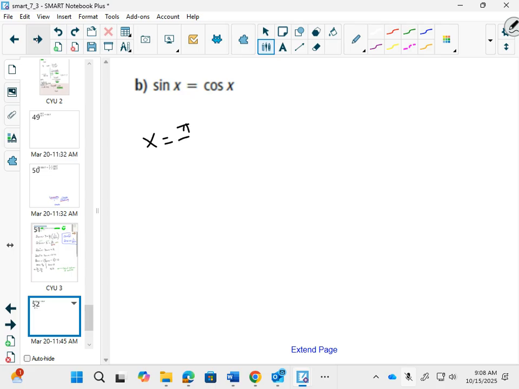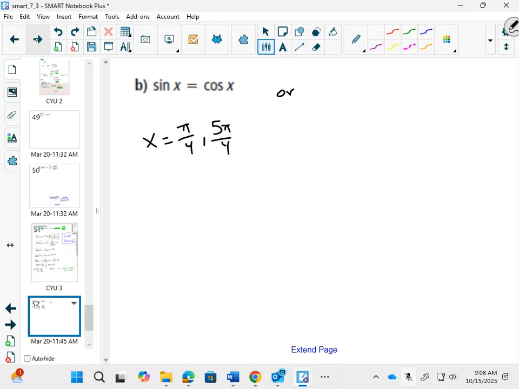Oh, and 3. And 3, right? Because in 3, they're both negative. But not in 2, because one is positive and one is negative. And not in 4, because one is positive and one is negative. So there are some people who just solve this one by inspection. That's perfectly fine.